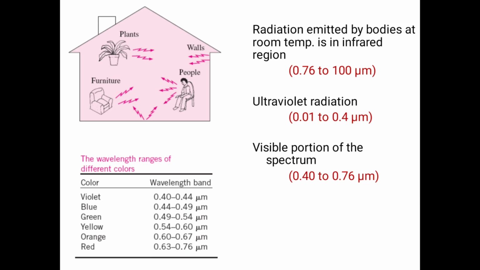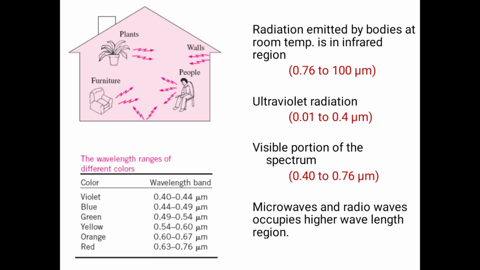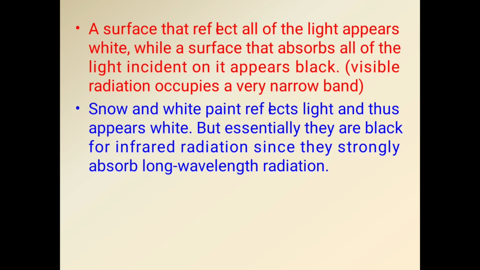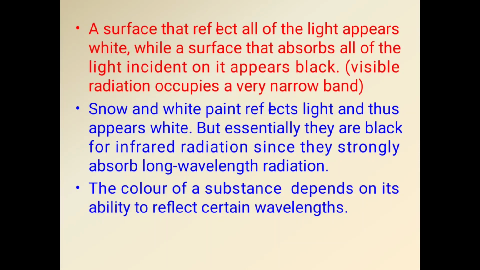The visible portion of the spectrum is 0.40 to 0.76 microns, and the microwaves and radio waves occupy a higher wavelength region. A surface that reflects all the light appears white, while a surface that absorbs all the light incident on it appears black. Visible radiation occupies a very narrow band. Snow and white paint reflect the light and thus appear white. But essentially they are black for infrared radiation, since they strongly absorb long wavelength radiation. The color of a substance depends upon its ability to reflect certain wavelengths.